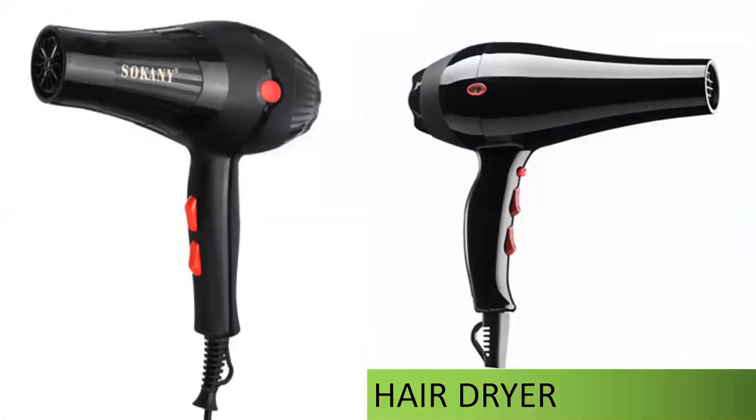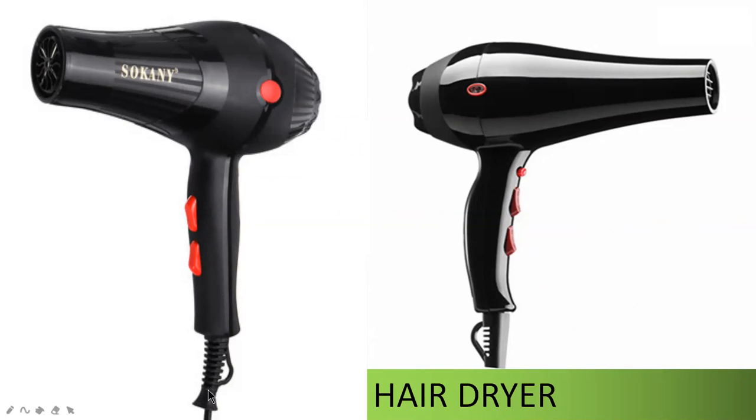Next is the hair dryer. You can see a hair dryer on your screen. This hair dryer will make your hair dry. If you have a party, you can arrange or give a style to your hair. This is the gadget.